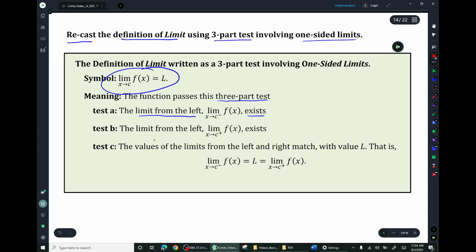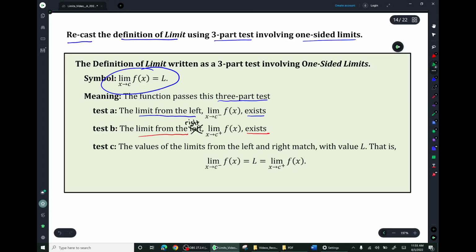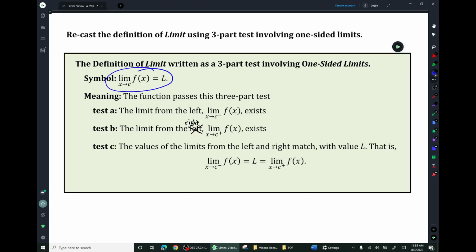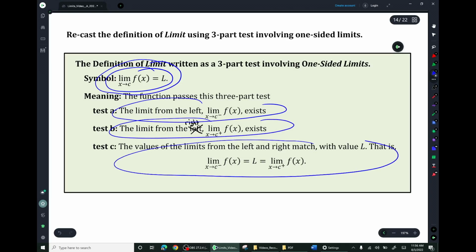The second test is the limit from the right exists. Now here I have a typo. This should say right. And the third test is that the values of the limits from the left and right match with the common value of L. That is, the limit from the left is L, and the limit from the right is also L. So that's the definition of limit, recast as a three-part test. So realize that anytime this symbol is true, then we know the following. This is true, and this is true.